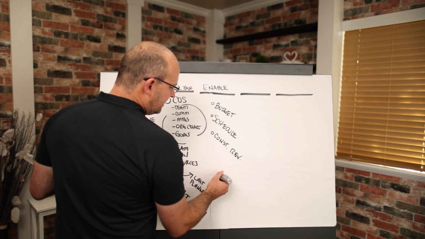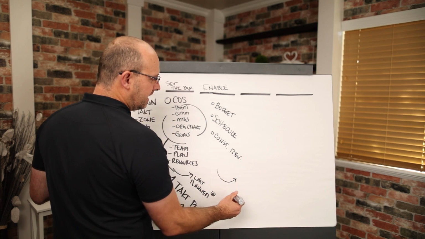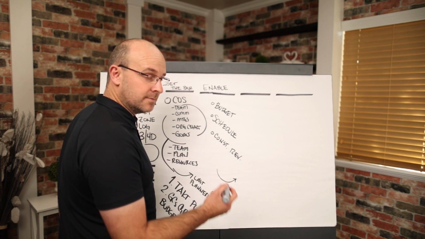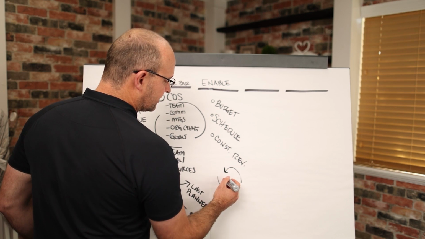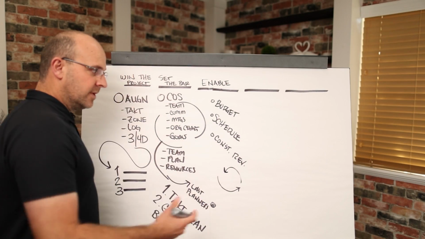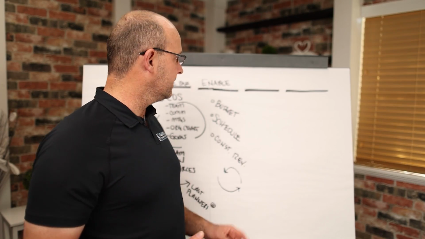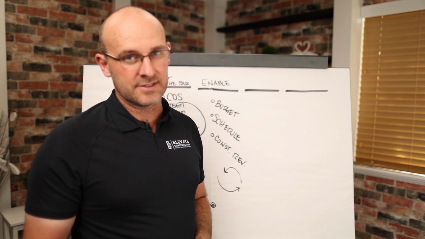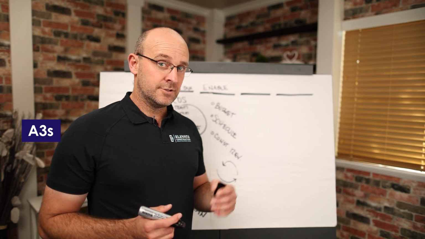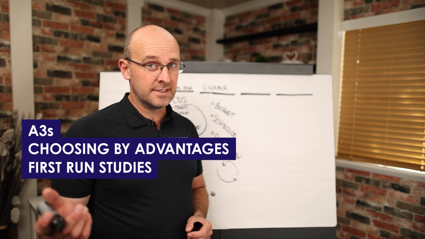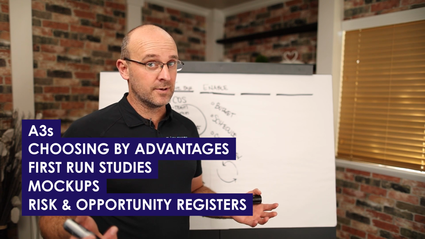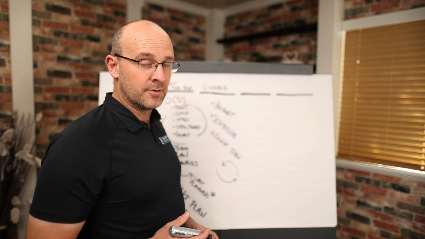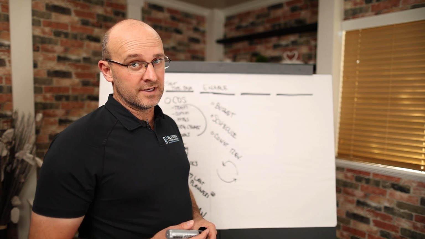But what we want to do is, as the design team puts forward a design aspect or scope or another iteration or a design package, we want to make sure that that's confirmed from a schedule, budget, and constructability standpoint. So we're really enabling any real-time information that the designers need to be successful. So we'll use tools like A3s, choosing by advantages, first run studies, mock-ups, risk and opportunity registers, and a host of other tools to make sure that we're enabling them at this point. So this is really a support phase of the project.